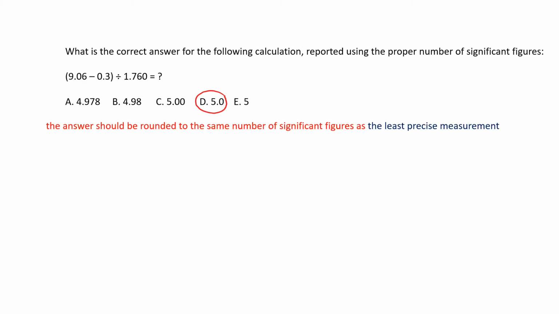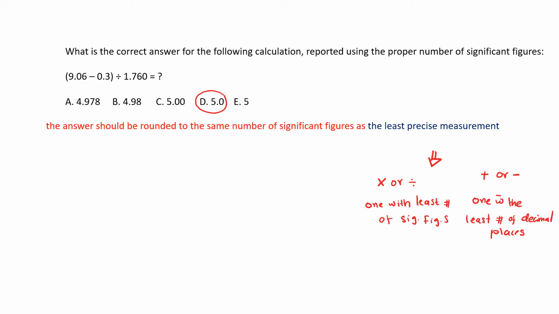When you do significant figure questions, you have to know the answer should be rounded to the same number of significant figures as the least precise measurement. So the next question is, how do you identify the least precise measurement? If you do a multiplication or a division, you have to find the one with the least number of significant figures and then round off your final answer to that number of significant figures.